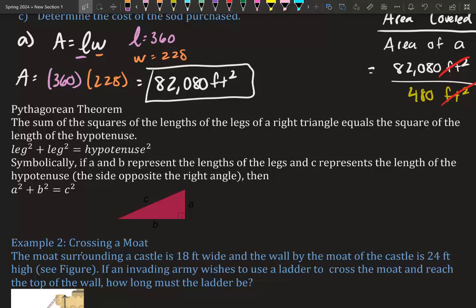The sum of the square of the lengths of the legs of a right triangle equals the square of the length of the hypotenuse, which is just saying leg squared plus leg squared equals hypotenuse squared. We're used to seeing that as a squared plus b squared equals c squared. Symbolically, if a and b represent the lengths of the legs and c represents the length of the hypotenuse, that's how we can say a squared plus b squared equals c squared, and they're all lowercase. Uppercase stands for angle. Lowercase stands for side.